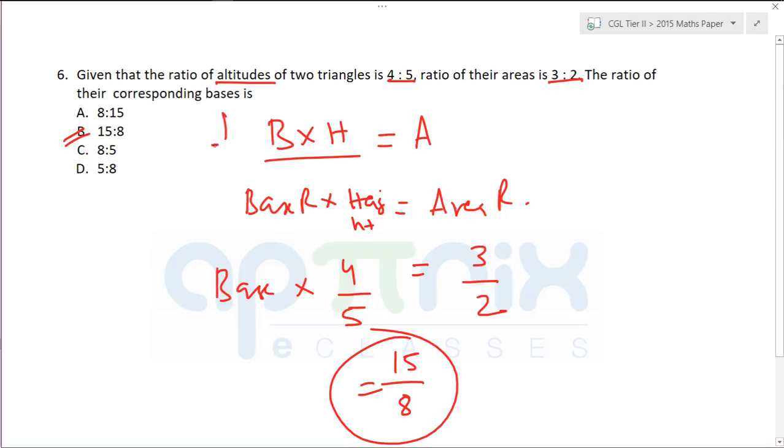Okay, I know that it is half into base into height, but this 1 by 2 will be there in the area of both. It doesn't make any sense. When we talk about ratios, the constant term has no relevance. Forget about 1 by 2. It's length into length, base into height.